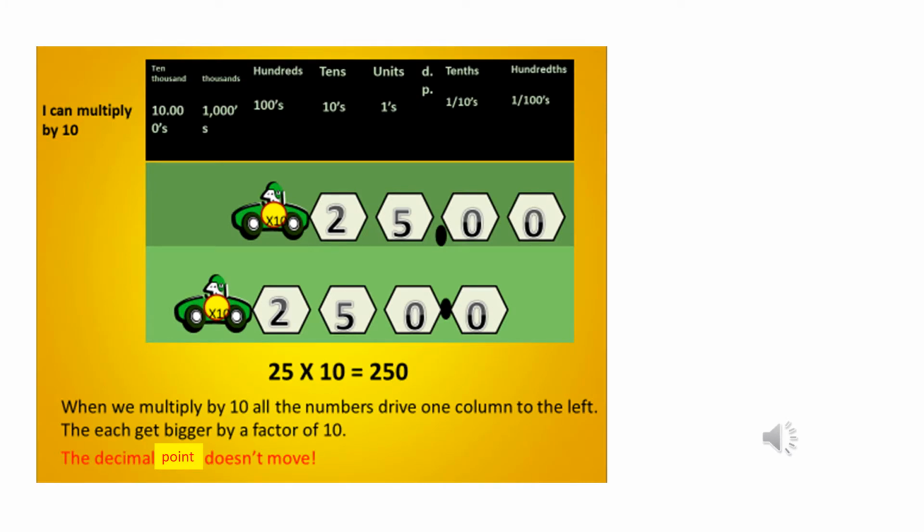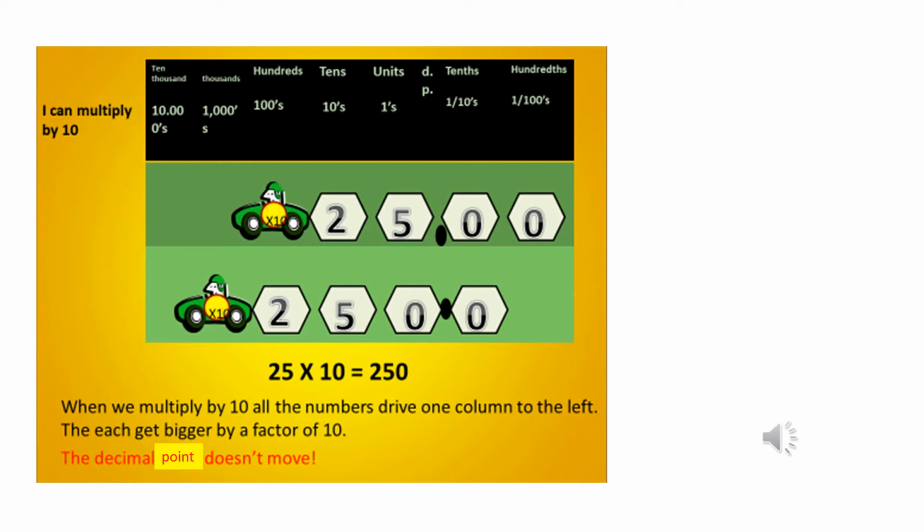Okay, so I'm hoping that most of you have said that when you are multiplying by 10, you move each digit in the number one place value column to the left. We're not just adding zeros, and we're going to talk about why that's important later on with different numbers.